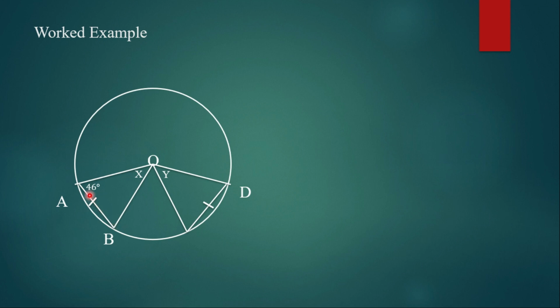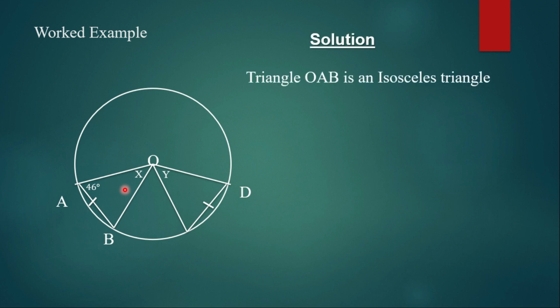So if here is 46, this angle must also be what? 46. So I pick 46 plus 46 plus x, that should give me 180 degrees. In short, the triangle OAB is an isosceles triangle. Then this angle, like I said, and this angle are all equal. Angle ABO and OAB are all equal, which is 46 degrees.